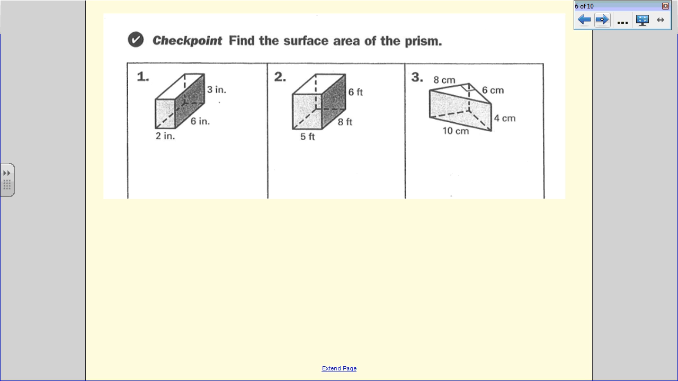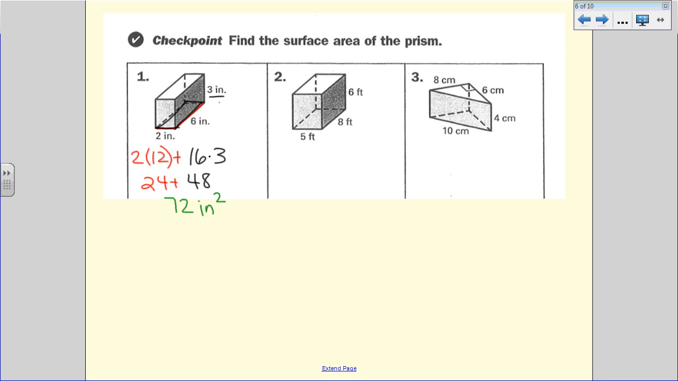So here my base is this 2 by 6 rectangle. So it's 2 times the area of the base, which is 12, plus I have to find the perimeter of that base. Well, 2 plus 6 is 8, plus 2 more is 10, plus 6 is 16, times the height of 3. So we have 24 plus 16 times 3 is 48. And we do 24 plus 48, and that gives me 72 inches squared.